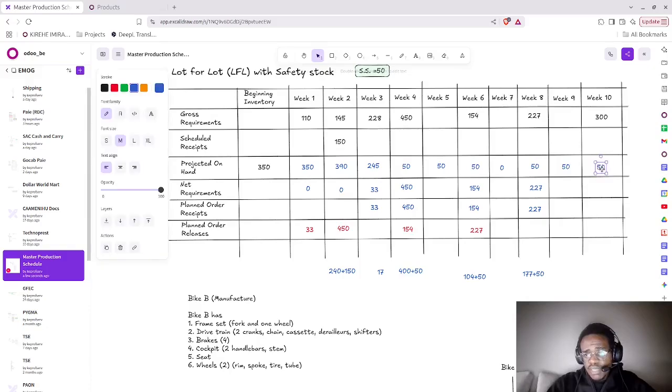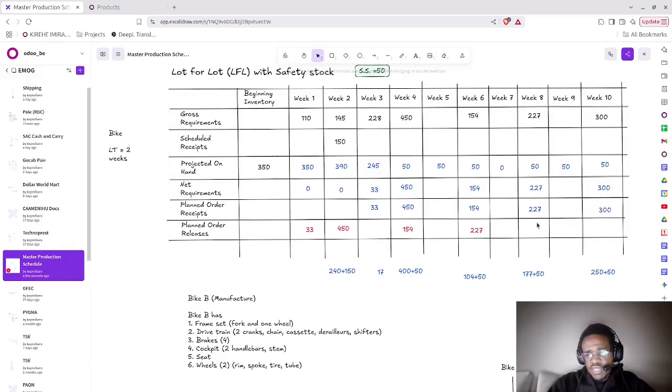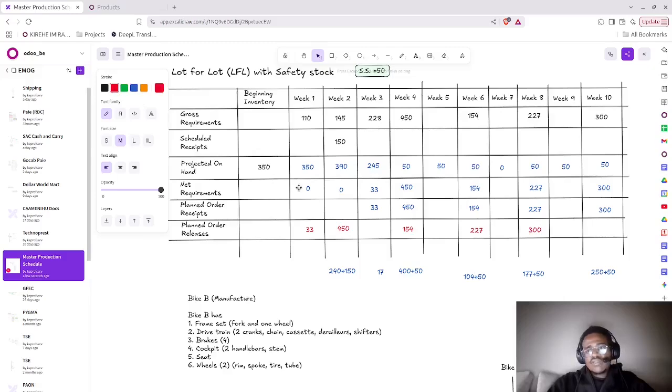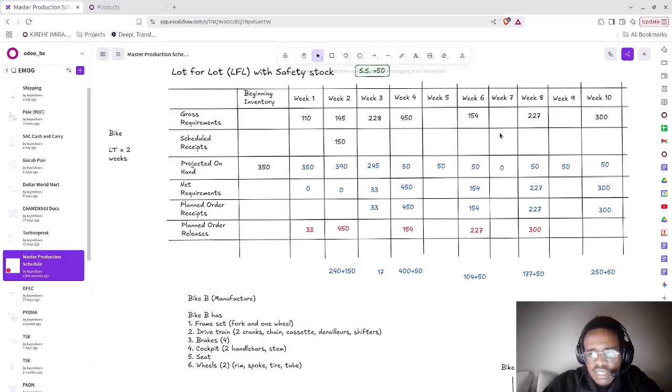And for us to supply a demand of 300, we have a net requirement of 250. But remember, we must always have a safety stock of 50. So that means we have a true net requirement of 300. So this is 300, not 399, 300. And for us to get this 300, we must receive them in week 10. And for us to receive in week 10, we must take into consideration the lead time of 2 weeks. So we must get the 300 bikes on week 8. So basically this is the lot for lot with a safety stock of 50.